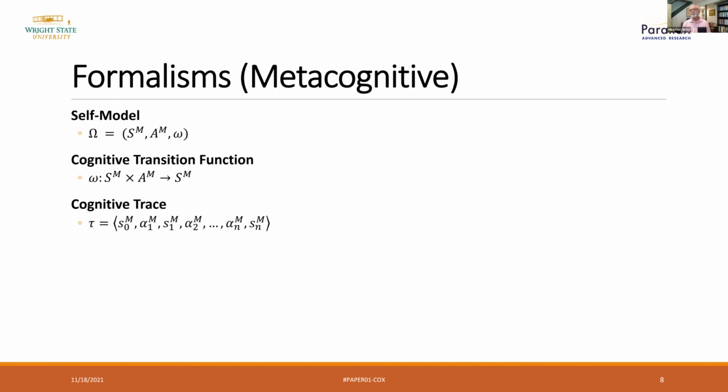So in a similar way, at the metacognitive level, we have a self model, capital Omega. And here we have the states, meta level mental states, the actions, mental actions, and then a cognitive transition function, lowercase omega. This, like the previous one we saw, gamma, is a successor function that would take a mental state and a mental action and predict what the mental state would be after that. So a cognitive trace that we want to represent is very simple. It's just a sequence of mental states followed by mental action, the subsequent mental state, action, and so forth. We want to be able to reason over those traces.